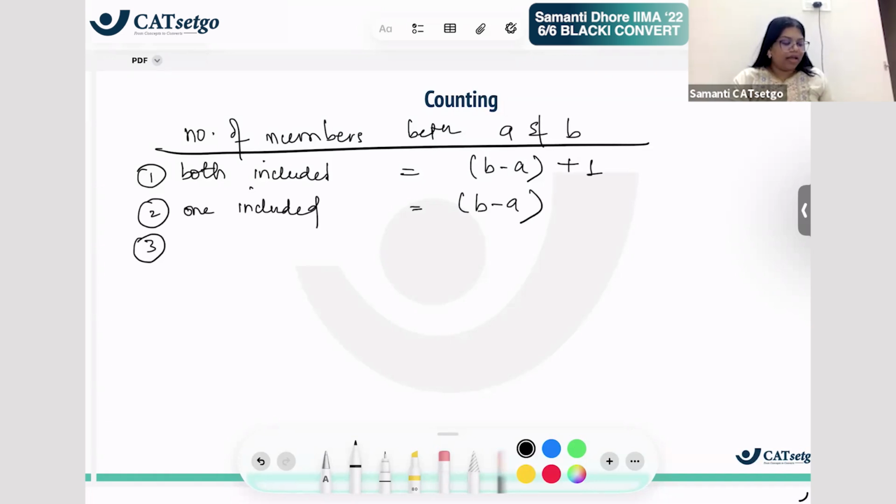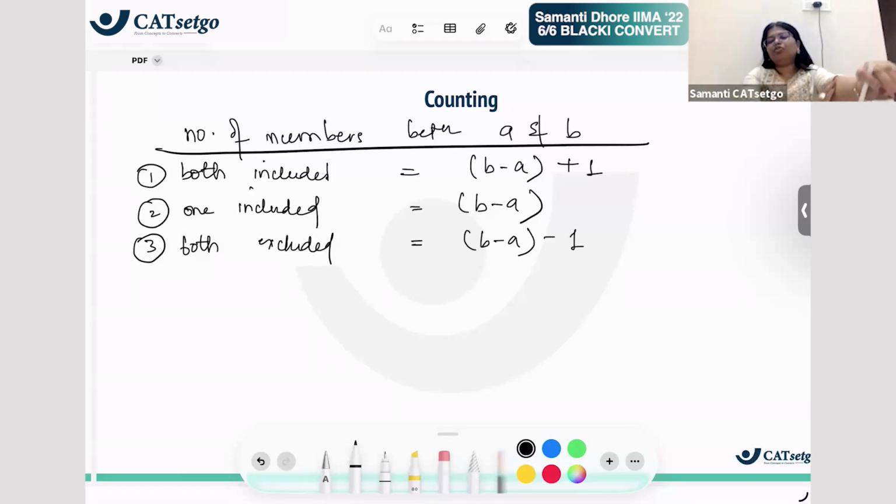And अगर उन्होंने बोला है कि none is included, मतलब both excluded, किसी को include नहीं किया, the answer is B minus A. So how do you find the number of numbers between two numbers, two boundaries? It is like this. Understood?